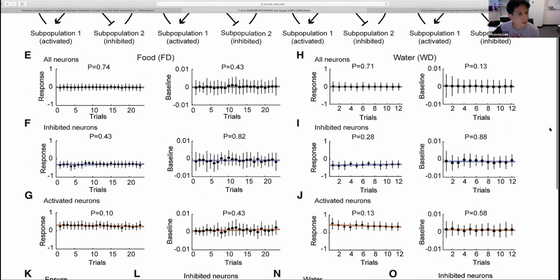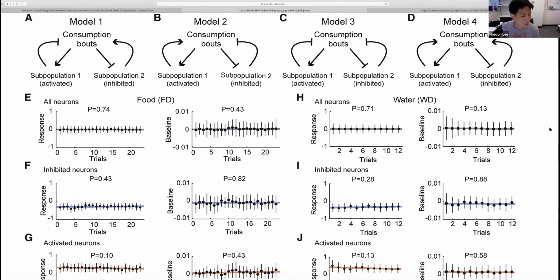So why don't we start with the four models? What does this even mean? Yeah. So model 1 will be a negative feedback loop, because you have the consumption behavior that will activate subpopulation 1 that will inhibit the consumption, and the consumption will inhibit subpopulation 2 that will activate more consumption, which kind of confused me. Should I go on doing this for every one of them? Yeah. So we have time for this to percolate.